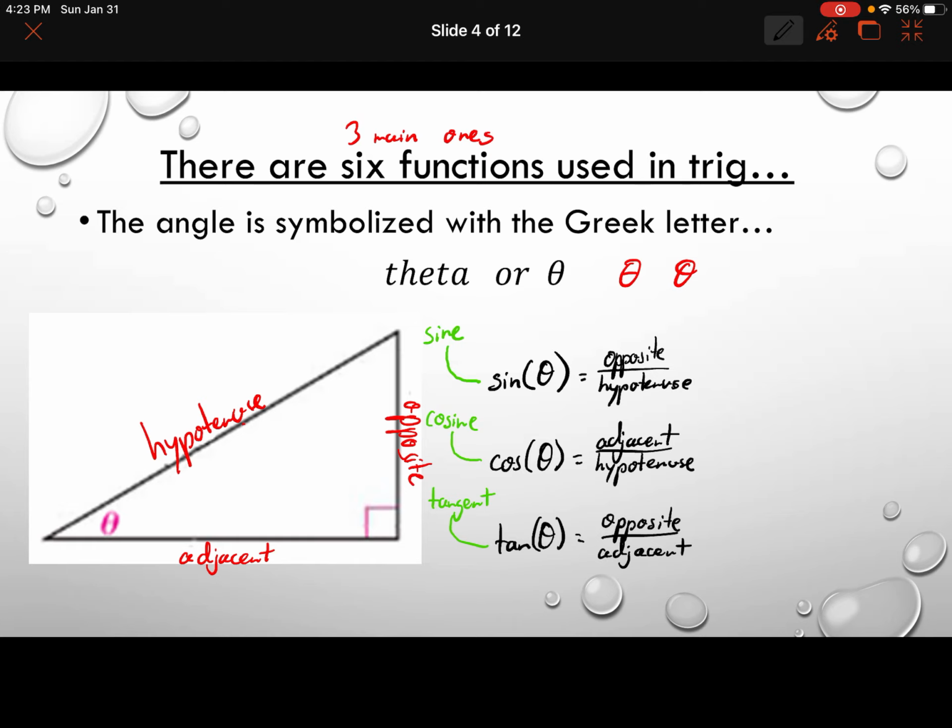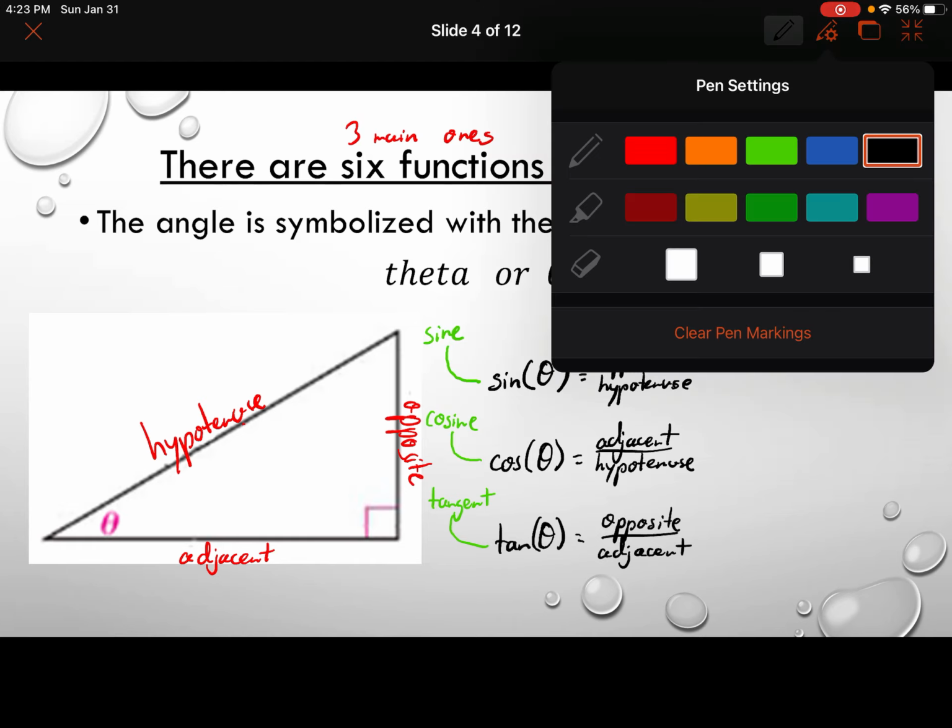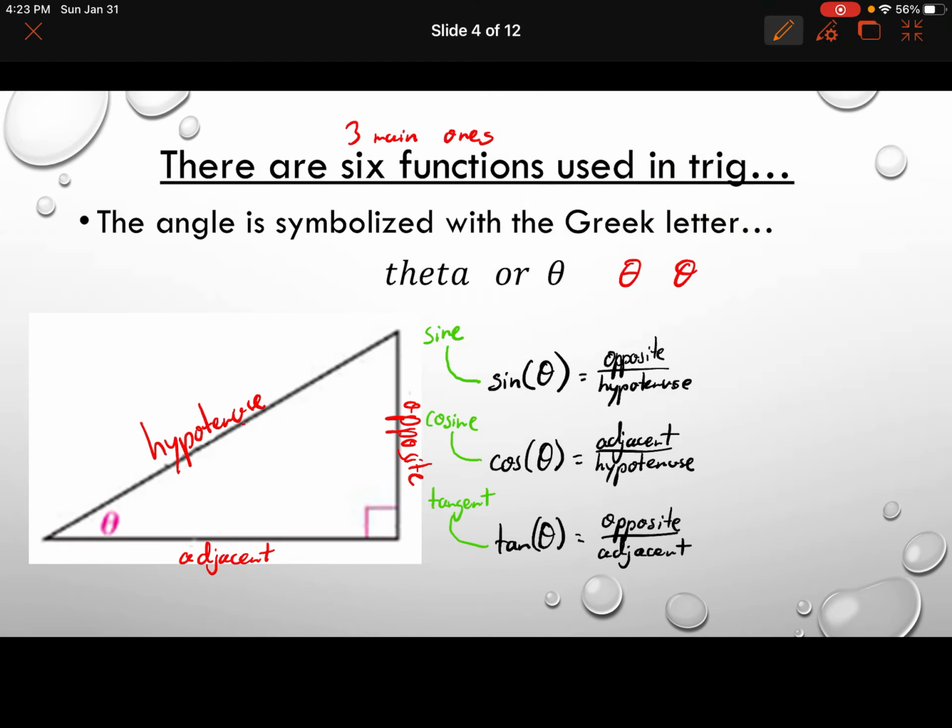So sine, cosine, and tangent, those are the three main ones. The other three are what we call reciprocal functions. So think of them as basically the same thing as sine, cosine, and tangent, but they're literally the flip or the reverse, the same ratio, just upside down. Okay? So each of them has their own reciprocal function.